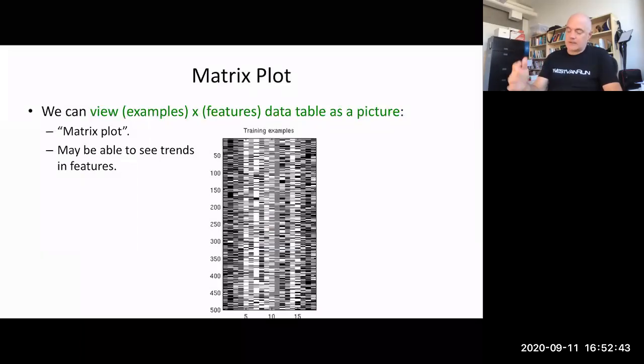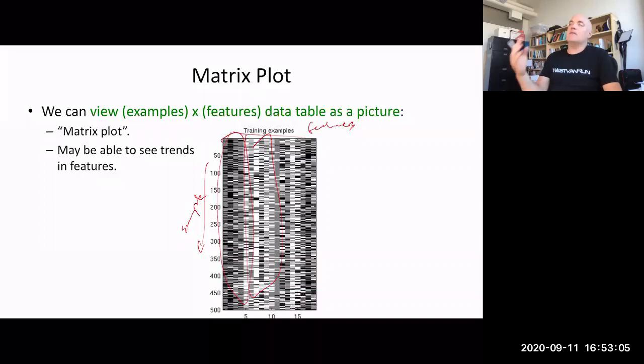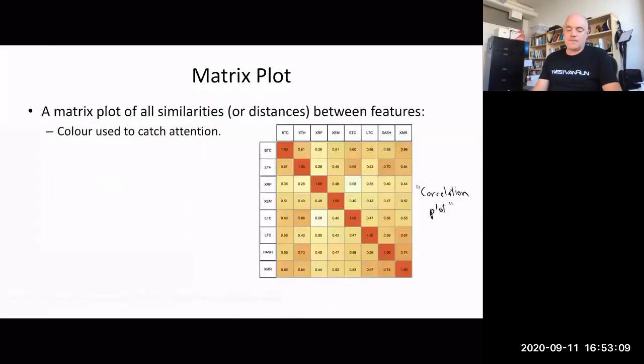Quite often we're going to be looking at the data table. Again, we have samples here, and we have features across here. One thing that you can do is just simply look at your entire data set and plot it as an image. And sometimes you can see trends in the features. For instance, these are all high value features. These are all low value features, and so on and so forth. You might be able to get some understanding about your problem by looking at your data in this particular way.